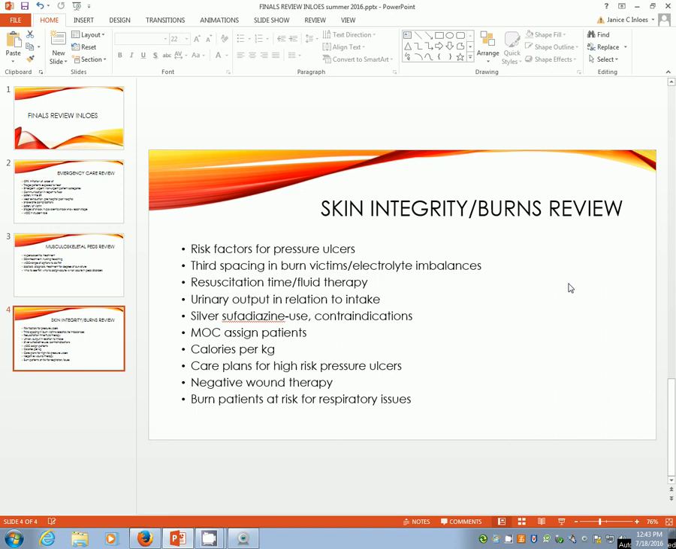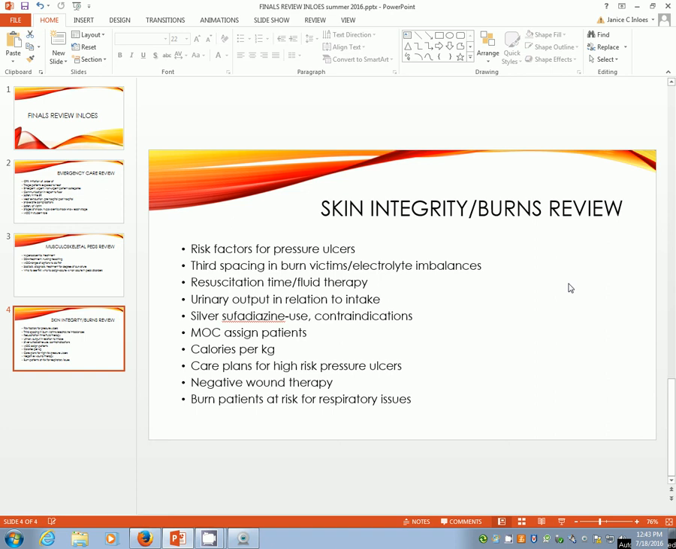So you want to be sure that you know what you can and cannot do. You really should not put Silvadene on a wound that's covered with eschar, because it's not going to do any good. You want that eschar to break down. You don't want to kill the bacteria. You're also going to have to know which patients need more care than others to be able to assign your patients.